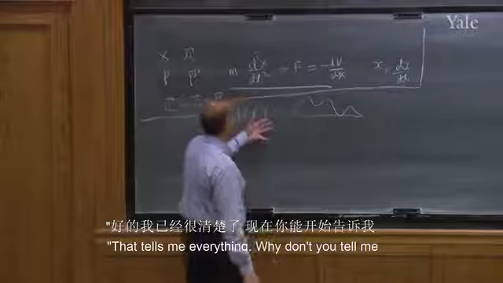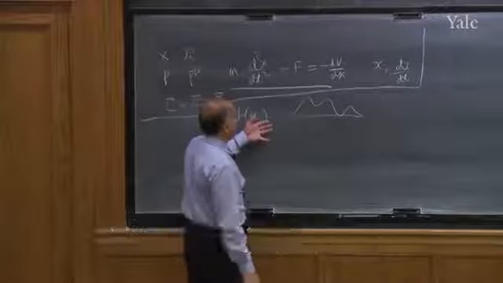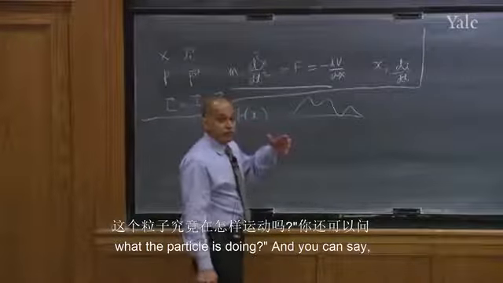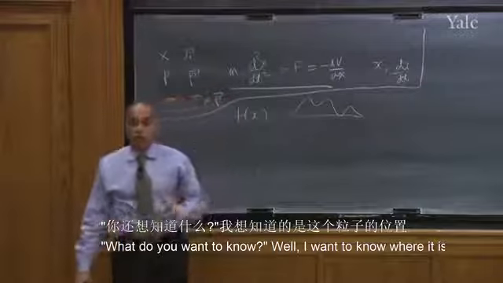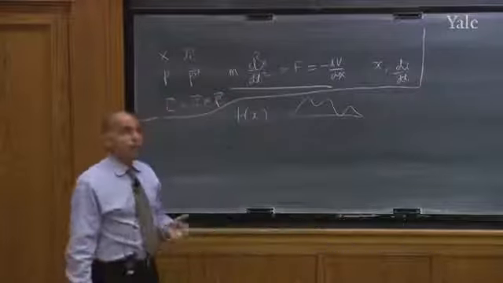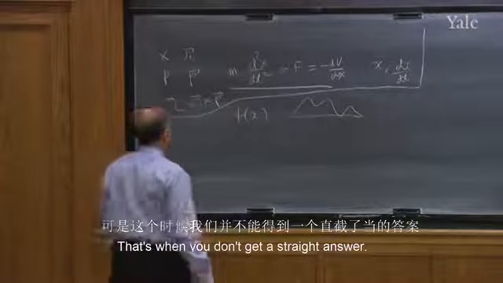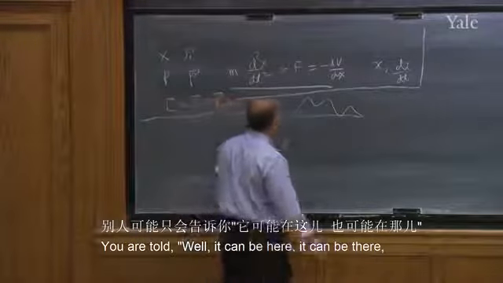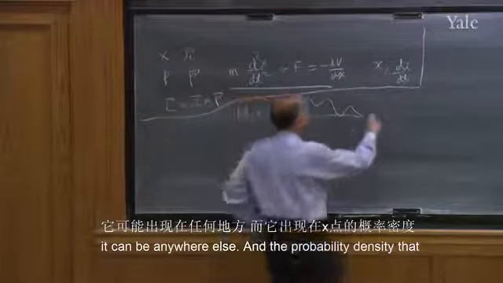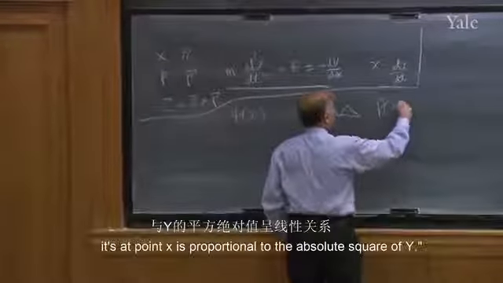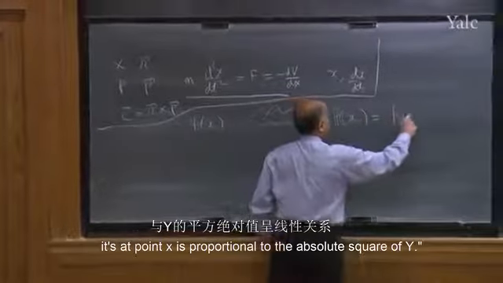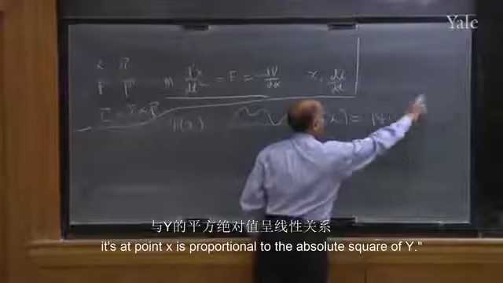Then you say, okay, it tells me everything. Why don't you tell me what the particle is doing? And you can say, what do you want to know? Well, I want to know where it is. That's when you don't get a straight answer. You are told, well, it can be here, it can be there, it can be anywhere else, and the probability density that it's at point x is proportional to the absolute square of psi.